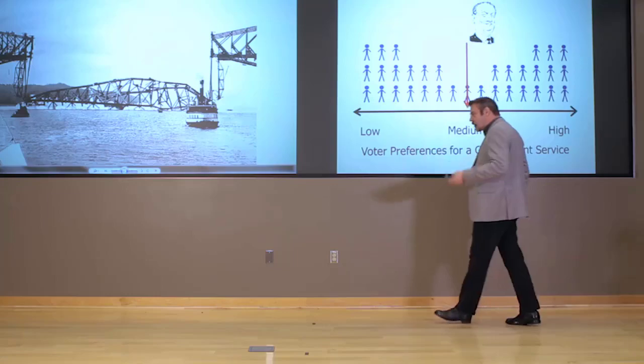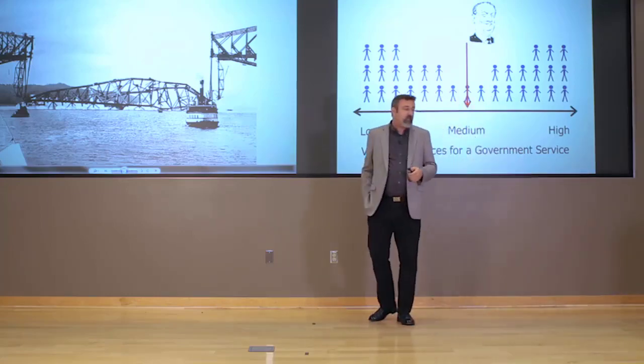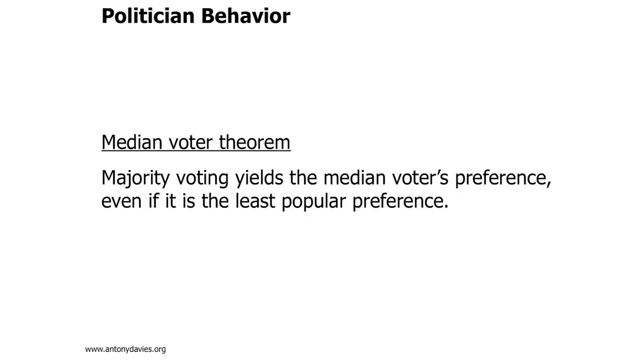This effect occurs so frequently, economists have given it a name. It's called the median voter theorem. And the median voter theorem says majority voting will yield the median voter's preference, even if the median preference is the thing that's liked by the least number of people.